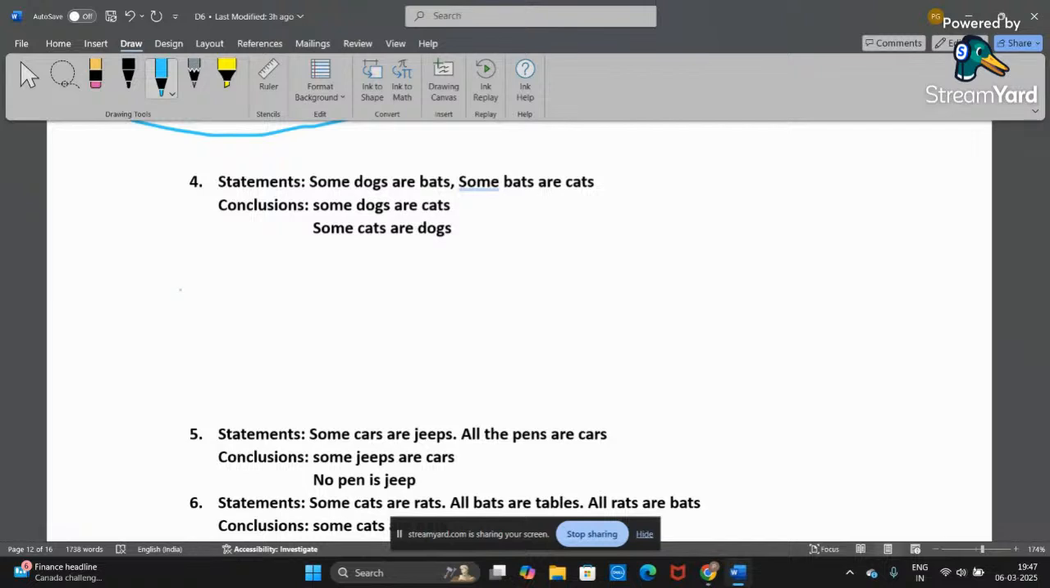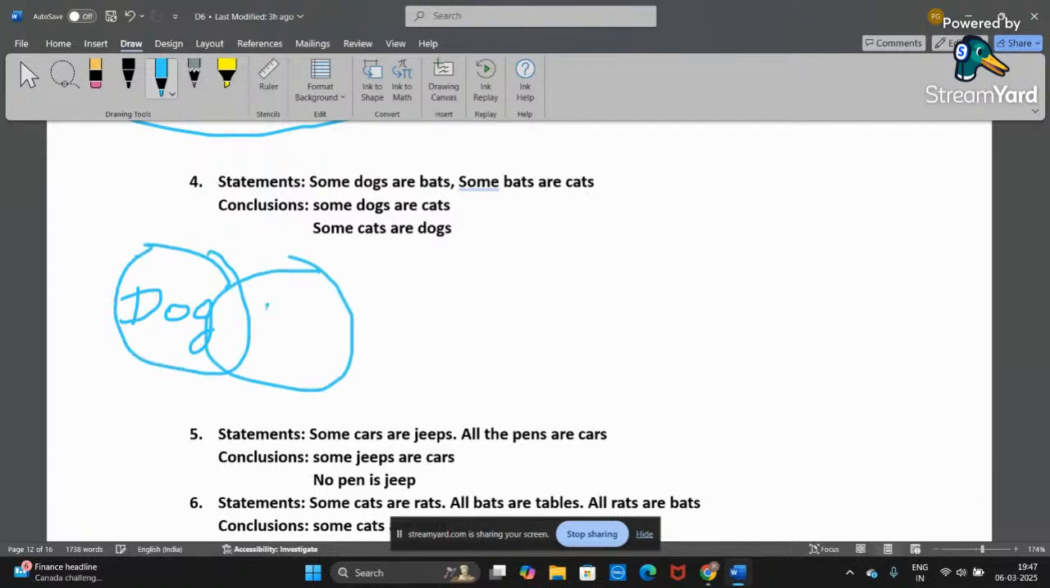Some dogs are bats. Let's draw it. Some dogs are bat. There are few, some dogs are bat. Okay. Some bats are cat. Some in this part. Some bats are cat.